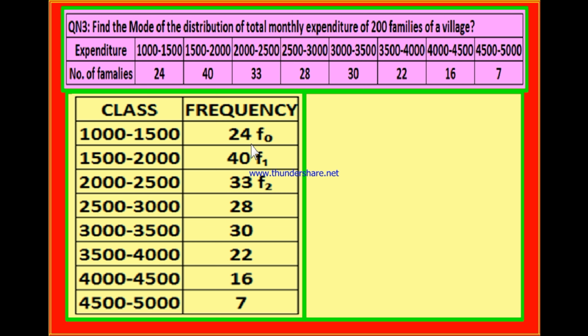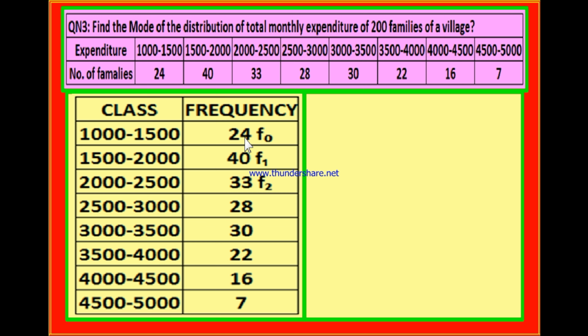But if it is F1, then what about F0? What is the value of F0? Good. The value of F0 is 0, because there are no frequencies below 1000. Therefore, the previous class frequency is 0. If this is F1, then F0 will be 0 and this will be F2 and so on. Okay, understood? Good. Now here the highest frequency is F1, therefore 40 is F1. Above 40 this is F0, and below F1 this is F2.